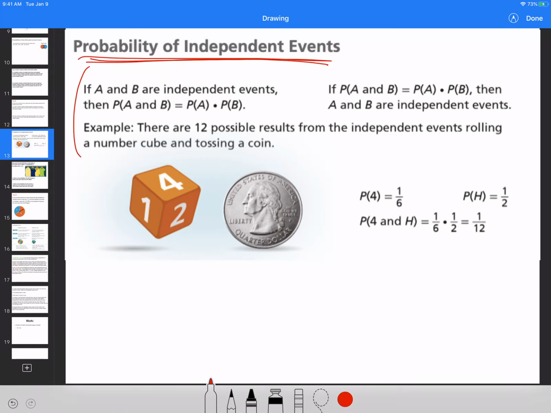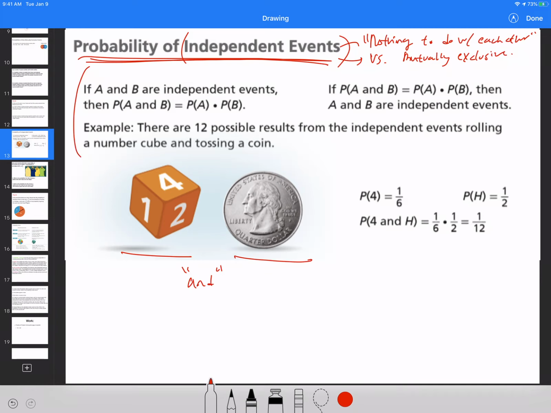So, let's talk about probability of independent events. Independent events means the same thing as not happening with each other, but there is a slight difference between independent events versus mutually exclusive, and we'll go over that more tomorrow. But what you need to know is that if two events are independent, which means they have nothing to do with each other, then for the and situation, both happening at the same time, you just have to multiply their probabilities.